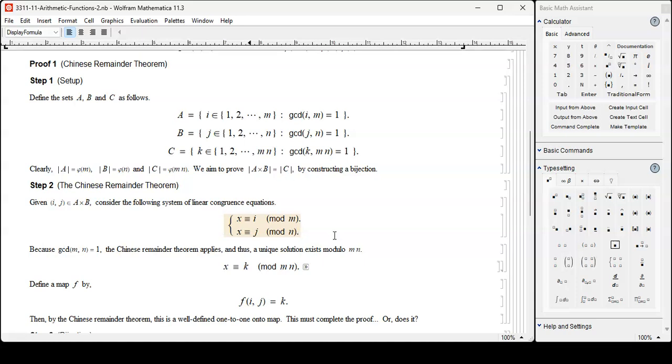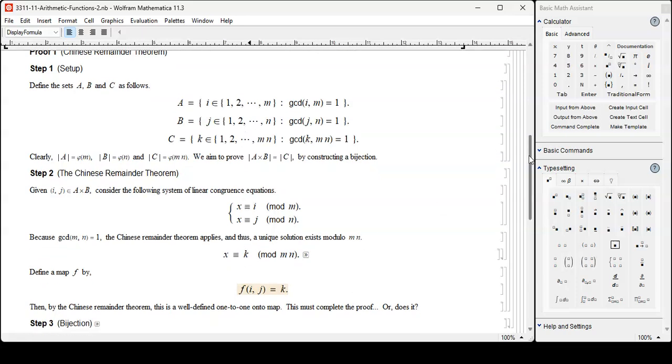There goes the system, and m and n are relatively prime, so we can apply the Chinese remainder theorem so that there is a unique solution k modulo m times n. And define a map f of i, j is k. There you go. Then by the Chinese remainder theorem, this is a well-defined one-to-one onto map. So this must complete the proof.